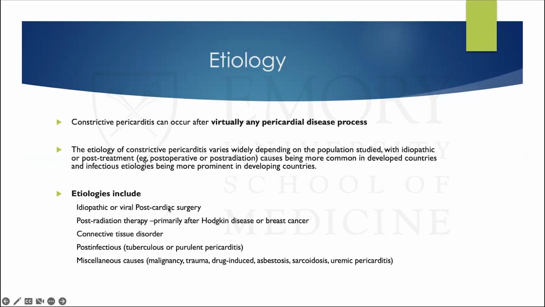So we'll switch gears a little bit and talk about etiology, symptoms, and evaluation of these constrictive pericarditis patients, because for our patient, that seems to be the picture for him. Constrictive pericarditis can happen after any pericardial disease process, and the etiology depends on which population you're looking at. In more developed countries, you can see more post-treatment or idiopathic etiologies for constrictive pericarditis, whereas infectious etiologies are more common in developing countries. But there are also other etiologies, such as connective tissue disorders. You can have malignancy-related constriction, trauma, sarcoidosis, uremia, things like that.